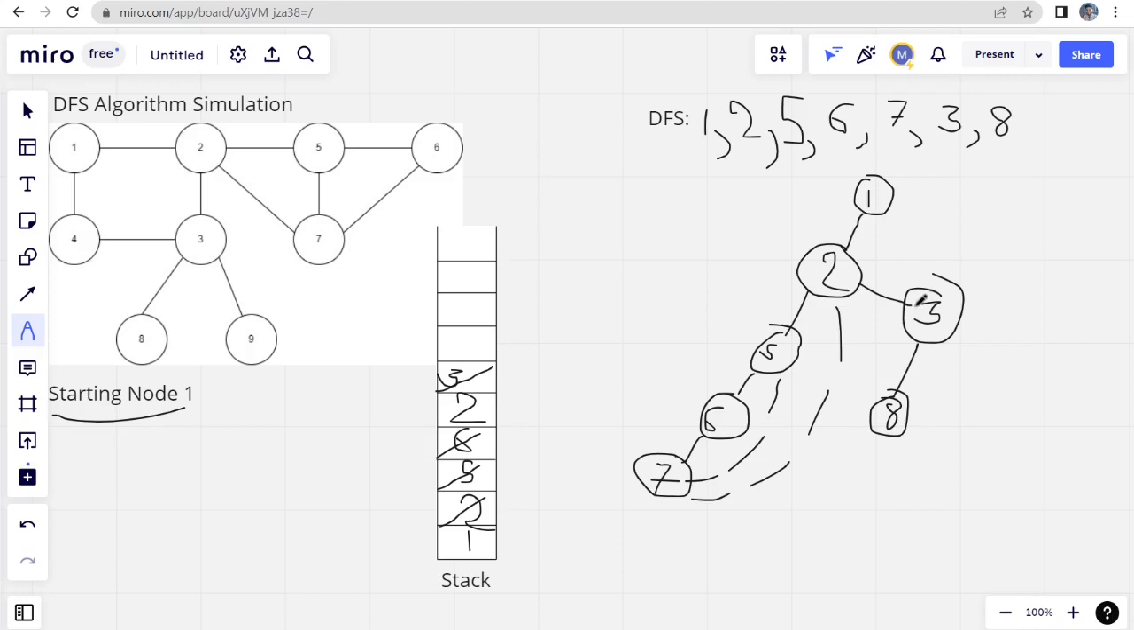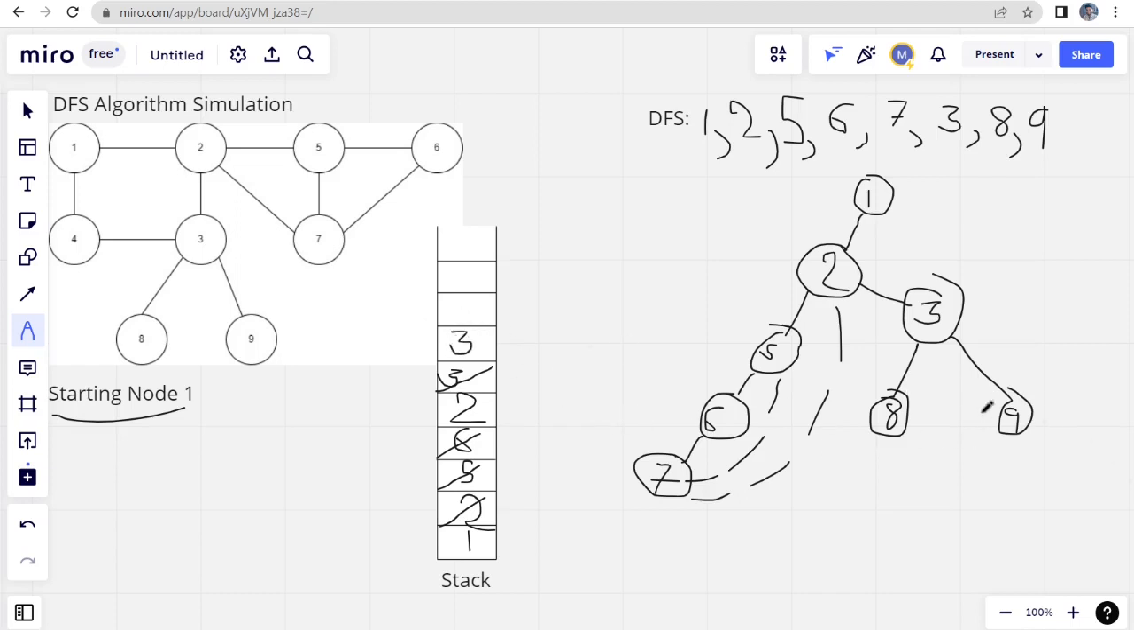From 3, where can we go to? From 3, we can go to node number 9. So from 3 we go to node number 9, and also 9 will be written in our DFS result as well. So now we will explore 9, right? We will have to push that node from which 9 has come. So we will push 3 over here.